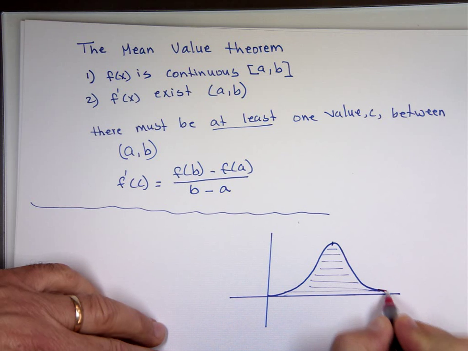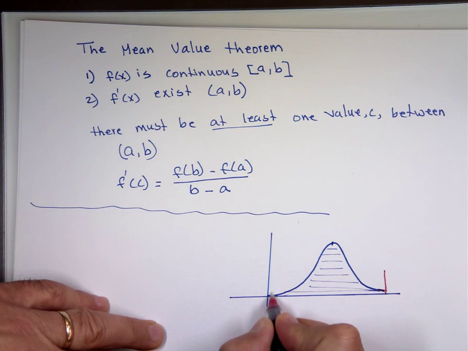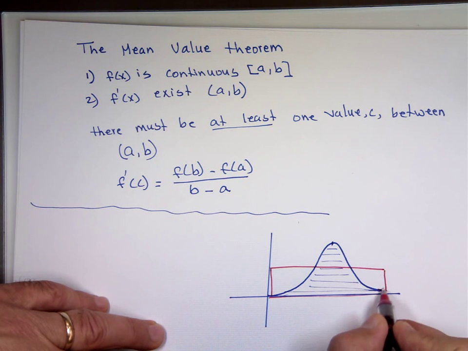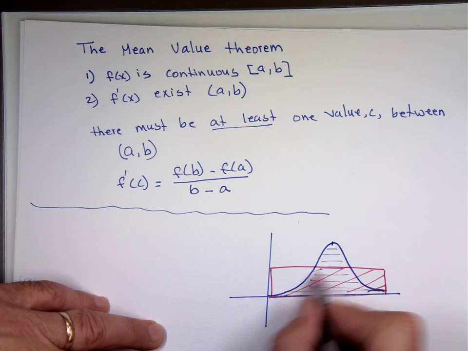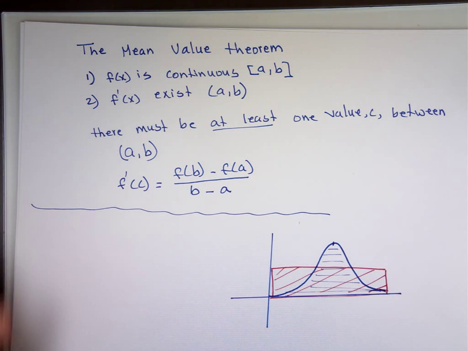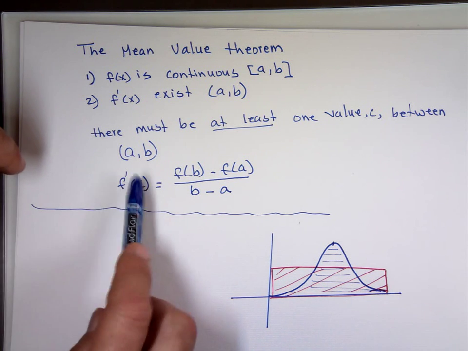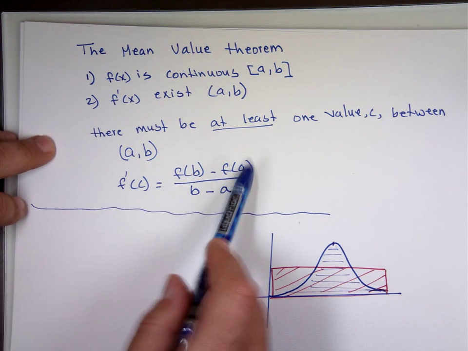I'm looking for a height that I can use, that if I take the length times the height, this area, that'll be the same value as the blue one. That's really what I'm doing physically. And what this one says, you know what? The derivative of that has to equal f of b minus f of a over b minus a.